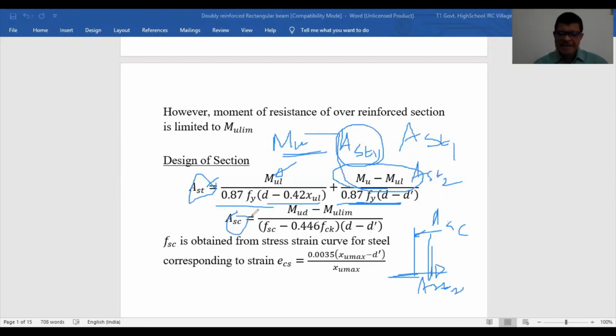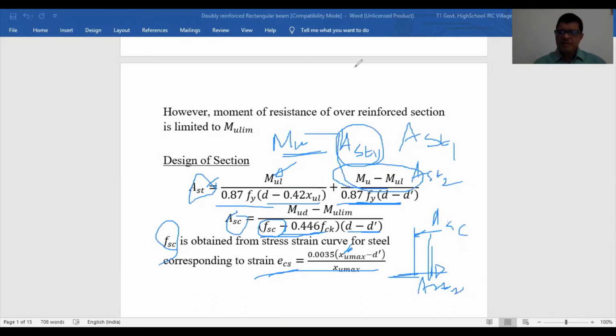Now how to find ASC? ASC is equal to the same moment, MU minus MU limiting, divided by the stress (FSC minus 0.446 FCK) into d minus d dash. What is FSC? FSC will be calculated from the value of strain, taking XU equal to XU maximum. Once you find the strain, from the stress-strain curve find the value of FSC, and that will give the value of ASC.